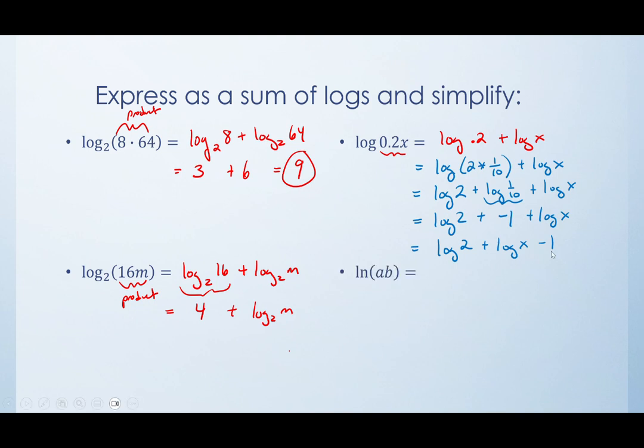All right, and then we have one that's really just the definition of the rule: ln of AB, we're going to say, that's ln of A plus ln of B. Now, please, please, please remember, this does not work over addition. We can do nothing to simplify ln of A plus B, okay? We cannot simplify this one, because it's not a product, it's a sum.